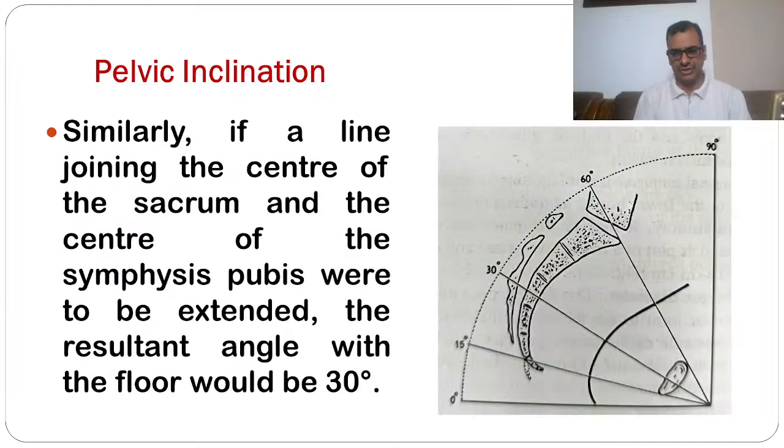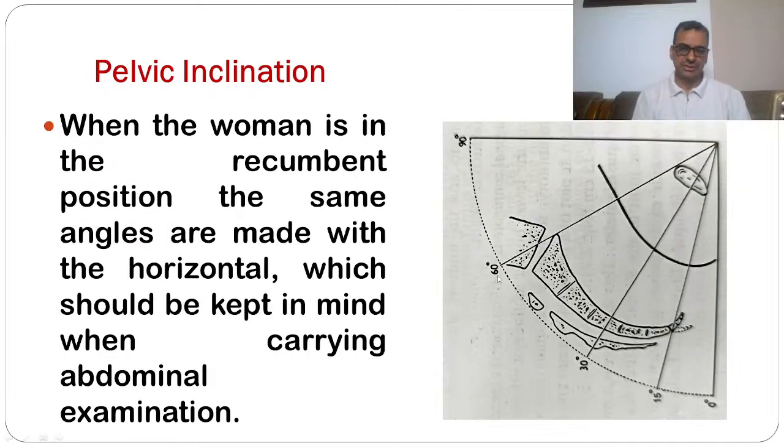And in the same way, here you can see in this picture also, if a line joins the center of the sacrum and we extend it through the symphysis pubis, then it will form a 30-degree angle. And when the woman is in a lying down position, the same angles are made horizontal. Okay, and this we should keep in mind while doing abdominal examination.